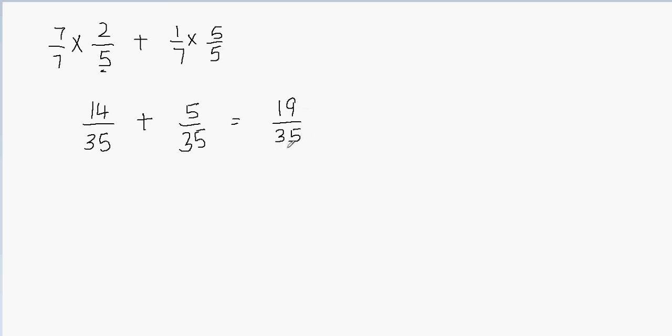Now 19/35. Can I reduce this fraction? No, I can't, because 19 is a prime number, and we will not get a common factor of 19 and 35. So we can't reduce it into simplest form. So this will be my final answer. So when you add 2/5 and 1/7, you will get 19/35. This is my final answer.